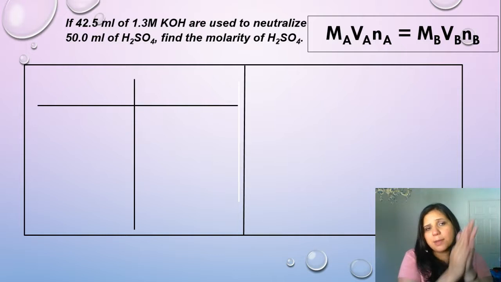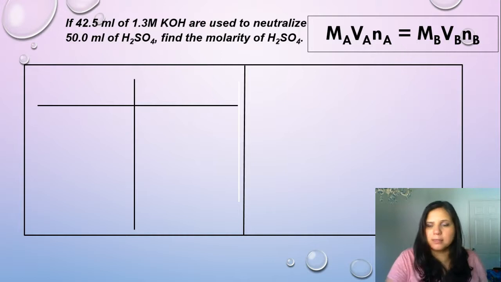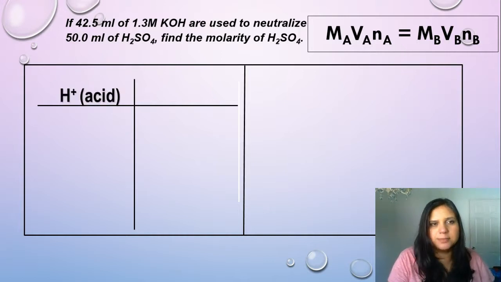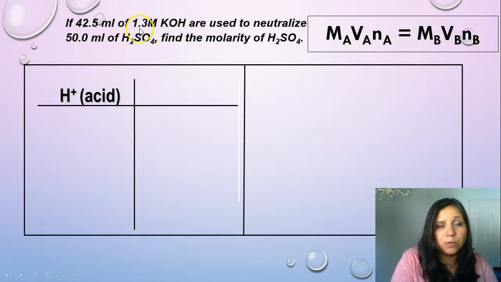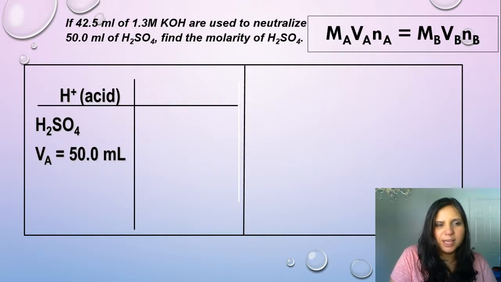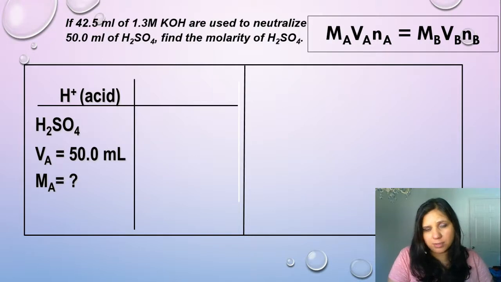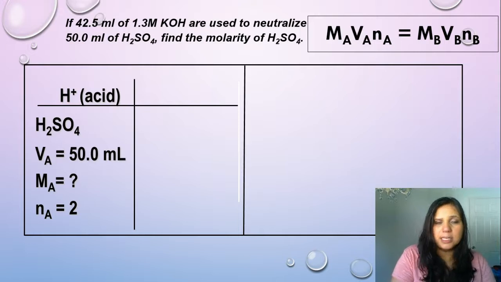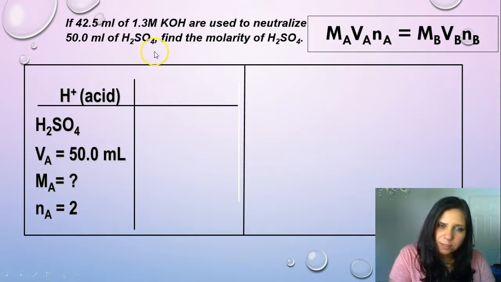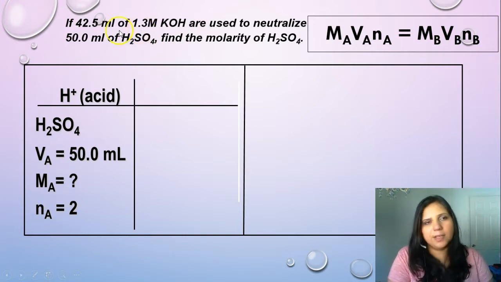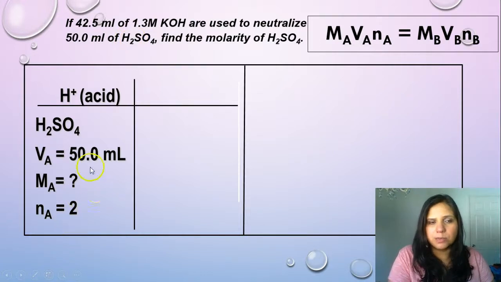All right, so then the next part of this is we're going to use this equation. I want you to separate out your givens, givens for the acid and givens for the base. So for the acid is our H2SO4. We have a volume of 50 milliliters. We have a molarity that is unknown. And because I'm looking at the formula and I can see that it's H2SO4, then I know the number of hydrogen ions is 2. If this was H3SO4, this would have been a 3.